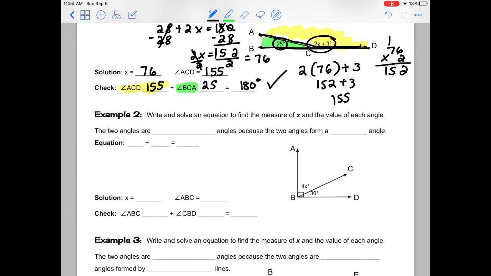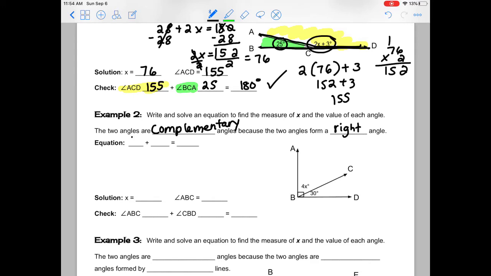Example 2. We're writing and solving an equation to find the measure of x and the value of each angle. The two angles are blank angles because the two angles form a blank type of angle. In this problem, I have a 90-degree angle. Remember, when I have a right angle or a 90-degree angle, this tells me it's complementary. Remember, it's always right to give someone a compliment. So when you see a right angle, you know it's a complementary angle. The two angles are complementary angles because the two angles form a right angle.